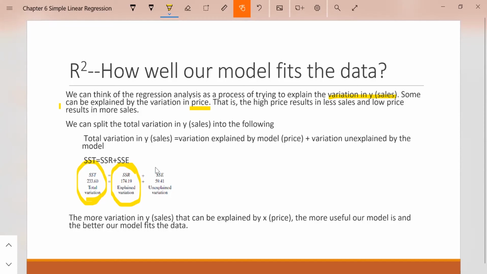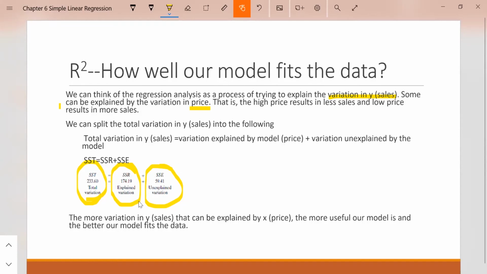174.19. As we just discussed, there are other factors that can affect the sales as well, and therefore they can cause the sales to change. That part of the variation is denoted by SSE, is the second chunk. And in terms of numbers, that's 59.41. And these are due to all other factors that are not included in our model. Basically, just all other factors other than the price of the milk itself.